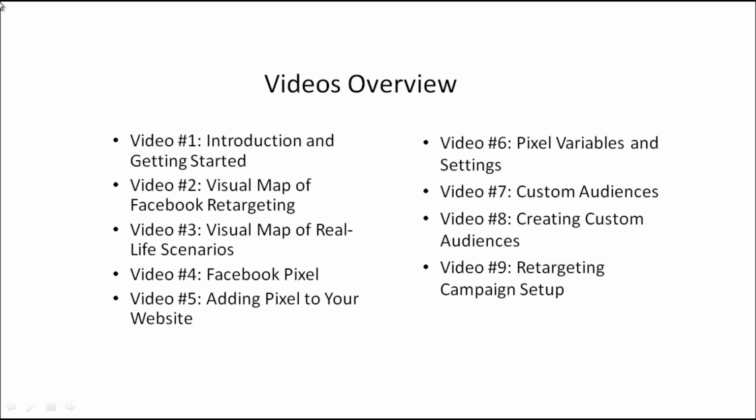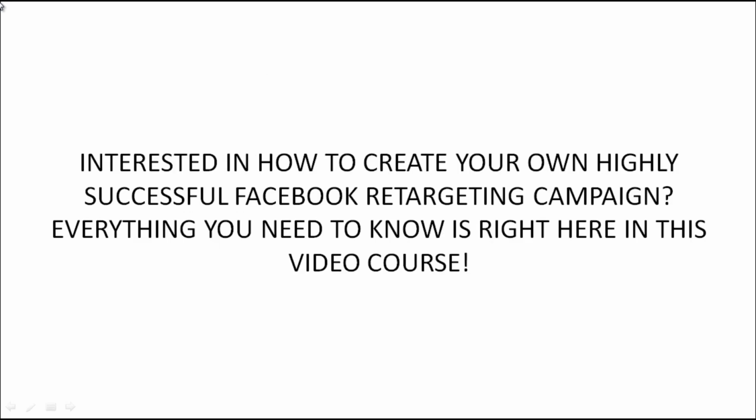Video number 6, we'll talk about pixel variables and settings, otherwise known as standard events. Video number 7, we'll talk about custom audiences, and of course, how to create custom audiences in video number 8. And of course, last but not least, video number 9, we'll talk about retargeting campaign setup. So we're going to take everything that you've learned up until this point and set up a campaign to show you how to implement and embed the custom audiences within that retargeting campaign. So if you're interested in how to create your own highly successful Facebook retargeting campaign, with that said, everything you need to know is right here inside this video course.